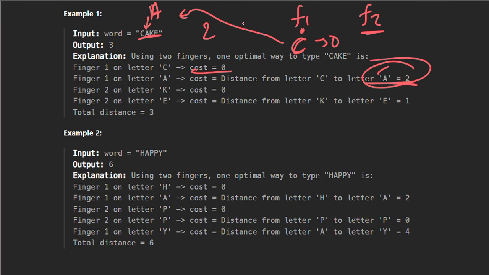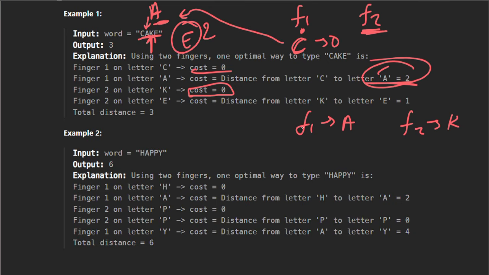Then suppose we have shifted our finger 1 to A, now we have to type character K. Then again we have two cases: shift our finger from A to K, or use our free finger. So we can use our free finger, so the cost will be 0. Now our finger 1 is on A and finger 2 is on character K, right? Next we have to type E.